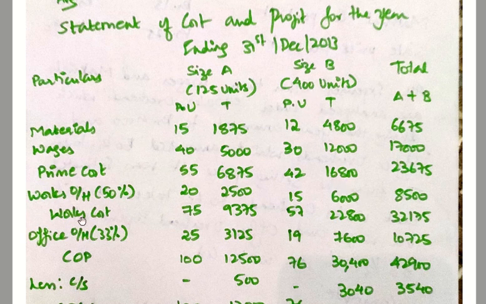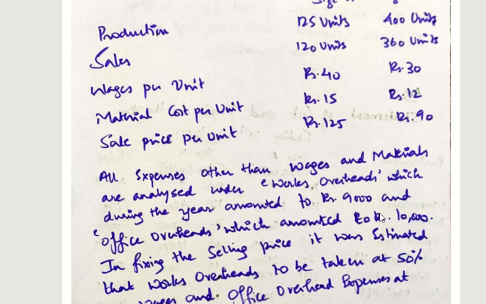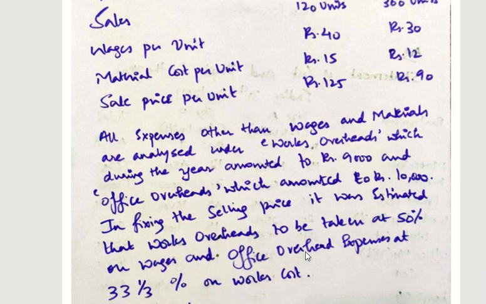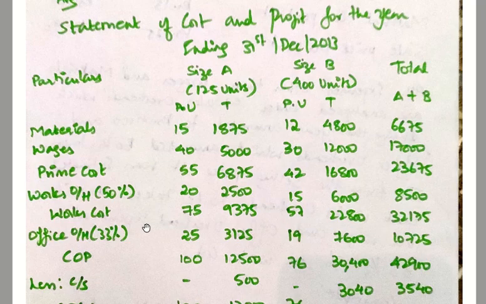Now we have the works overhead. Works overhead in the question they have told, in fixing the selling price, it was estimated the works overheads to be taken at 50% on wages. So 50% on 5,000 is 2,500. 2,500 divided by 125 is 20. And 50% on 12,000 is 6,000. 6,000 divided by 400 units, you get 15 per unit. So your works cost is 55 plus, your prime cost plus works overheads.